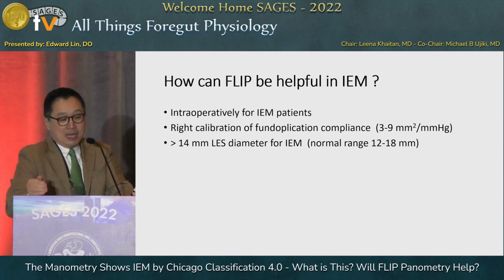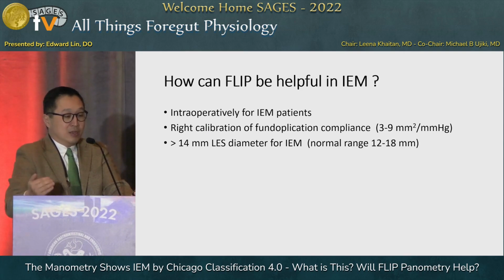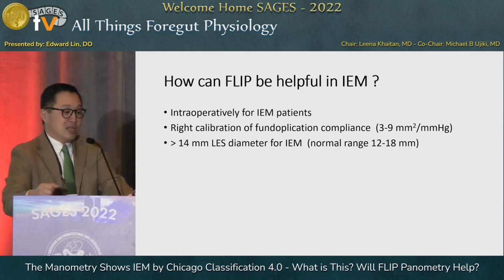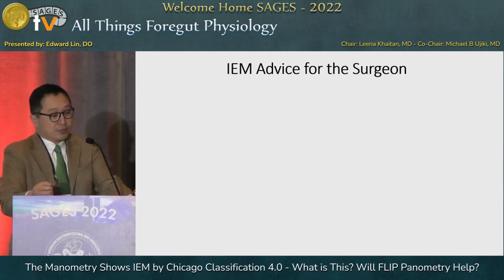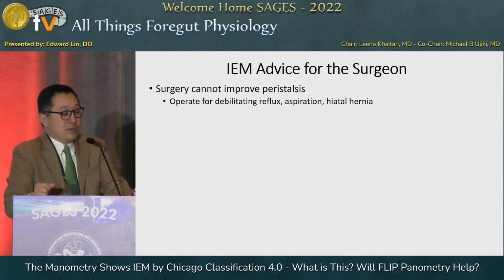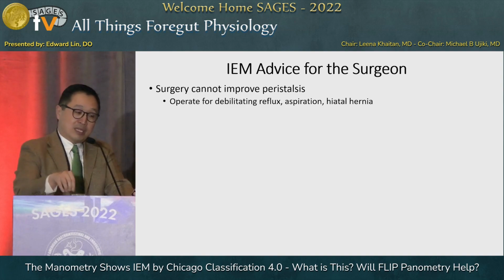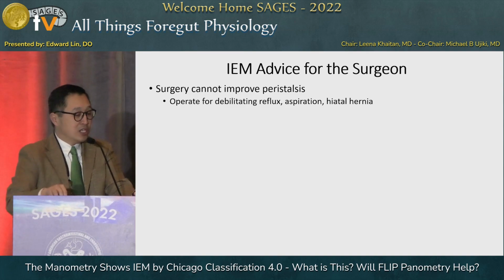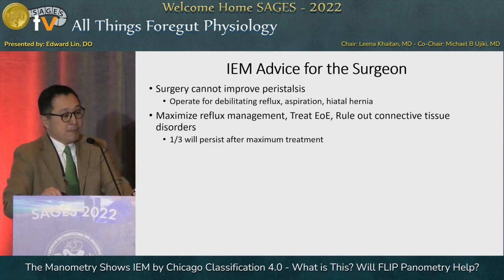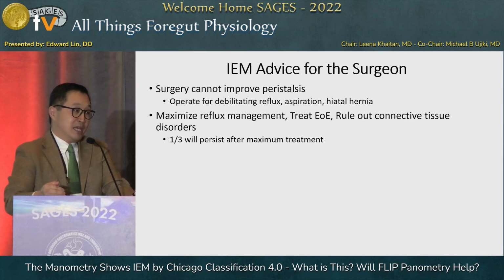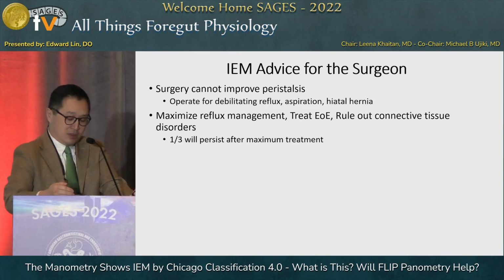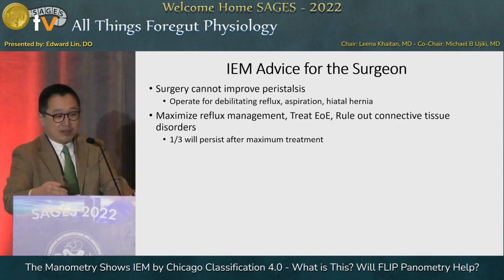So how can FLIP help IEM? Well, it's probably only intraoperatively. Right calibration for fundoplication, you want to determine the compliance, and you want to determine the diameter of the lower esophageal sphincter. So my final advice for surgeons will be this. Surgery cannot improve peristalsis. You only operate for debilitating reflux, aspiration, pulmonary issues, or to fix the hiatal hernia. You want to maximize the reflux management. Treat the eosinophilic esophagitis. Rule out connective tissue disorders.